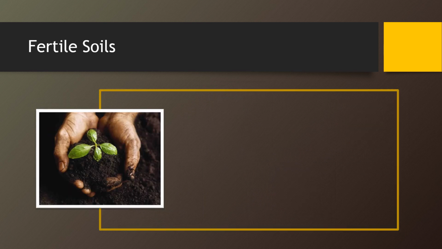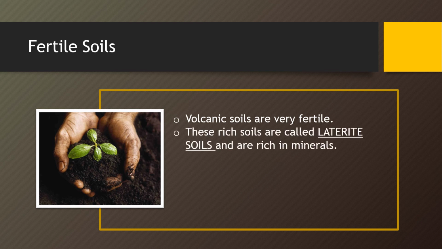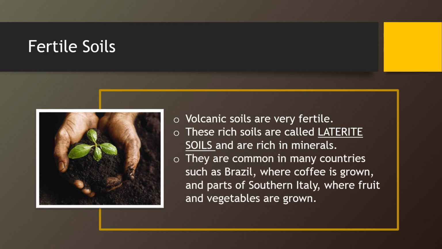The first one is about the fertile soil. Volcanic soils are very fertile. These rich soils are called the laterite soil and are rich in minerals. They are common in many countries such as Brazil, where coffee is grown, and part of southern Italy, where fruit and vegetables are grown.